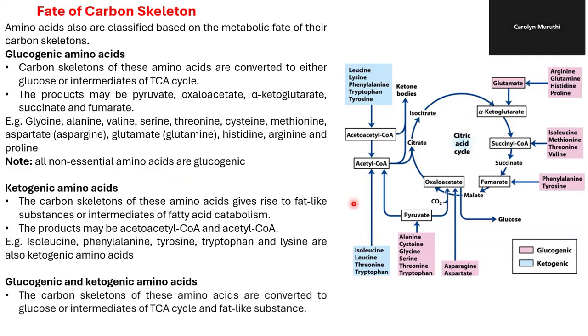Now, when you're talking about amino acids that are both glucogenic and ketogenic, we say that the carbon skeletons of these amino acids are converted to glucose or intermediates of the TCA cycle and also fat-like substances. And examples include isoleucine, phenylalanine, tyrosine, tryptophan, and leucine. So this is the fate of the carbon skeleton of amino acids after being degraded.